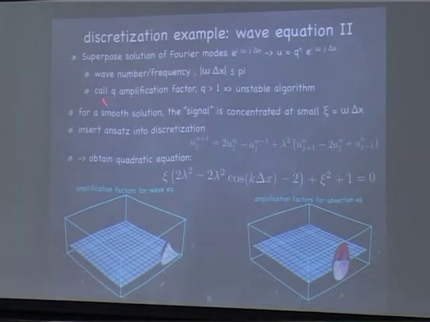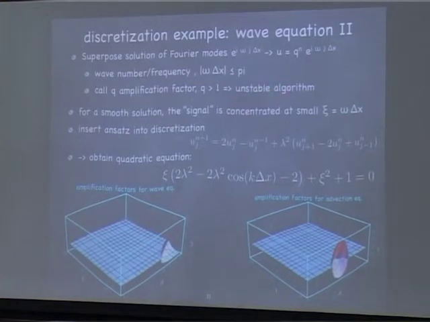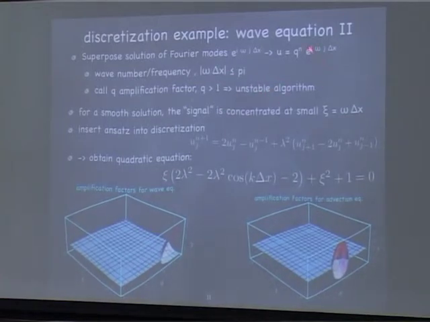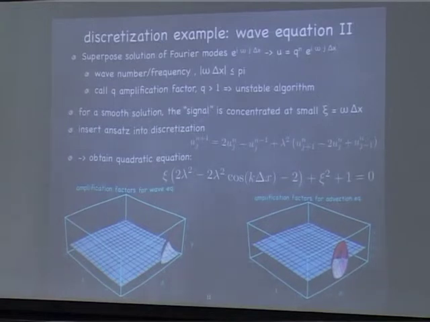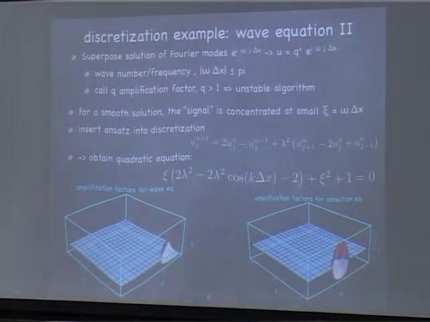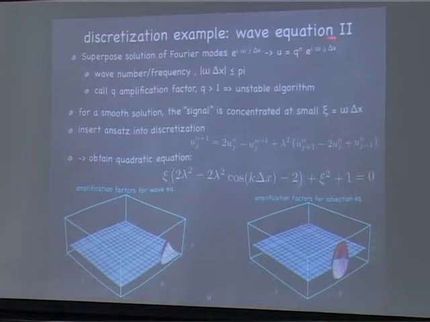So we can call this q an amplification factor, and if this amplification factor is larger than 1, then the algorithm is going to be unstable because this amplitude is going to go to infinity. The time dependence of the solution is that we look at it now in a discrete way. So at time step n, the time dependence is this eigenfrequency multiplied with q to the n.